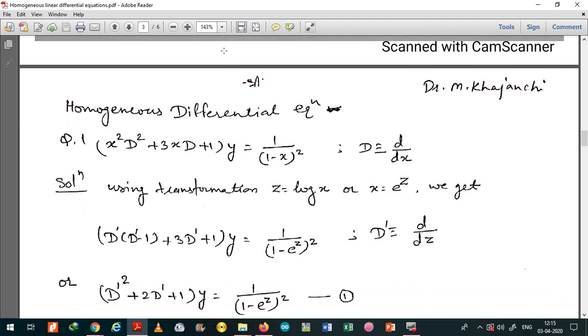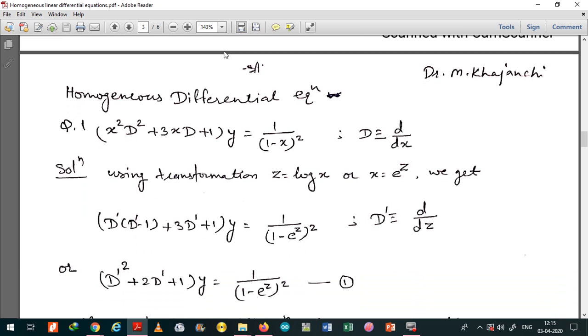Here we are given a problem: (x square d square plus 3x d plus 1) y is equal to 1 upon (1 minus x) raised to power 2. Look here, in every term, the index of x is the same as the order of derivative. So, the given equation is a homogeneous equation. First, we convert x into z using the relation z is equal to log x, or x is equal to exponential z. When we convert x into z, the given equation converts into (d dash (d dash minus 1) plus 3d dash plus 1) y is equal to 1 upon (1 minus exponential z) raised to power 2.